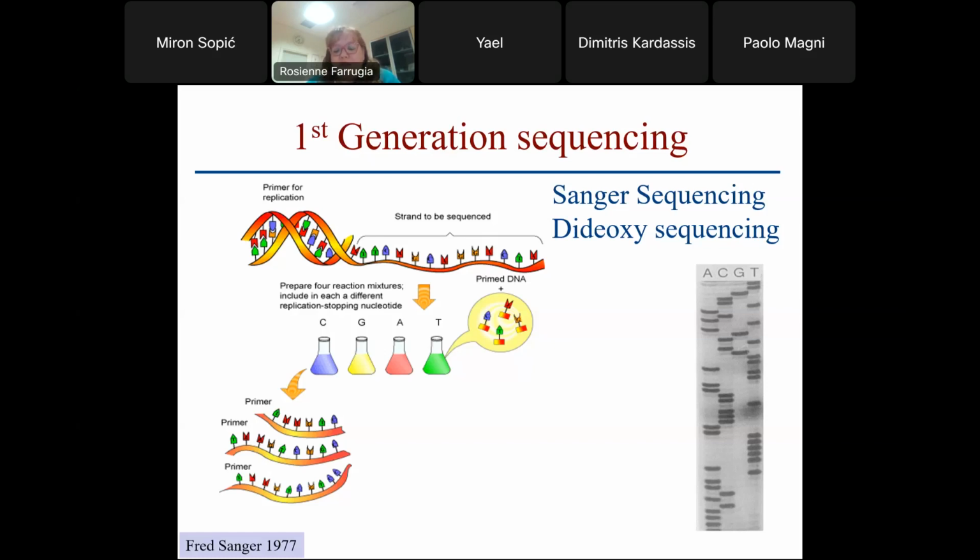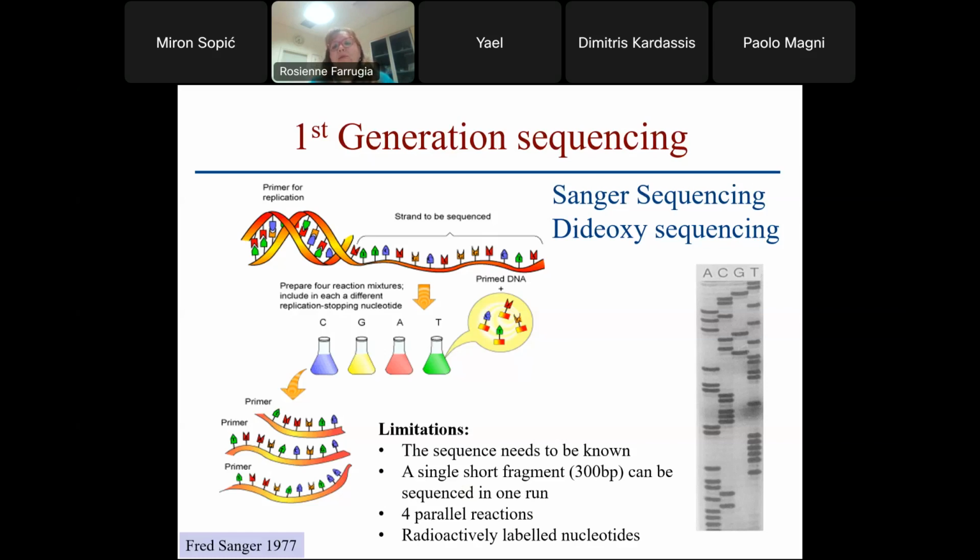Now, the system, as you can imagine, has a number of limitations. It has the advantage that we can actually sequence parts of the DNA. But there are a number of limitations.